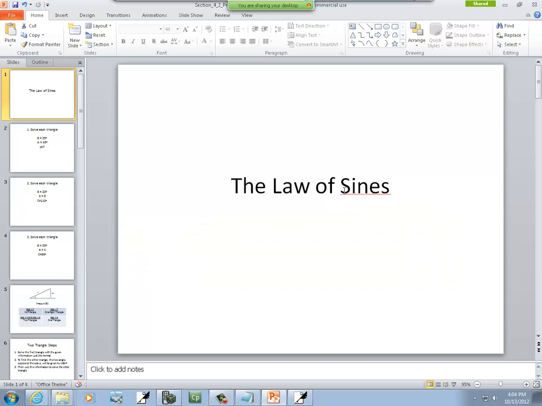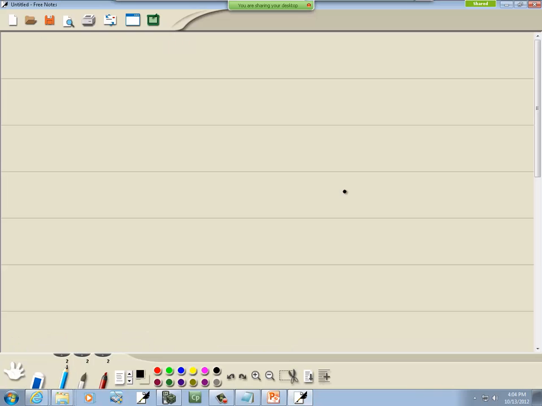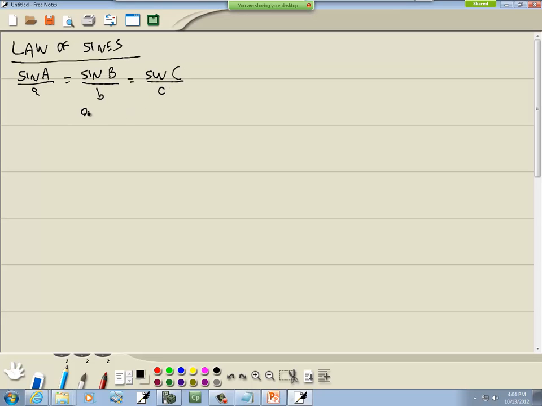Let's take a look at the law of sines. And first let's talk about the formulas. Law of sines. This says sine of angle A over side A is equal to sine of angle B over side B equals sine of angle C over side C. Or you can use these formulas. Side A over sine of angle A is equal to side B over sine of angle B equals side C over sine of angle C.